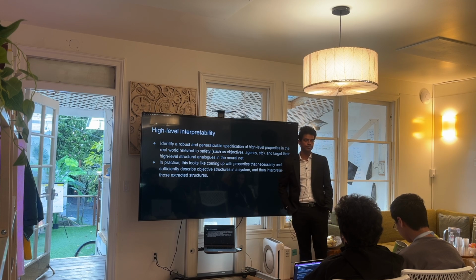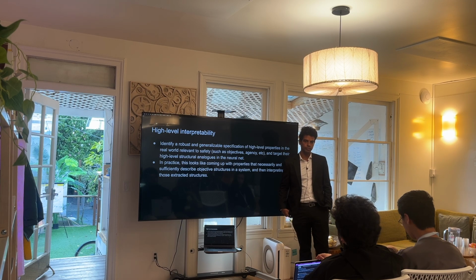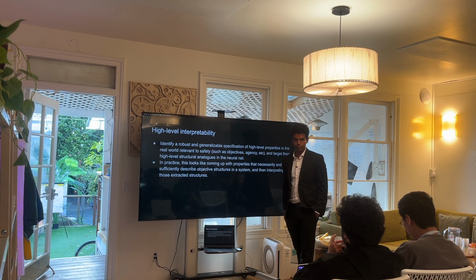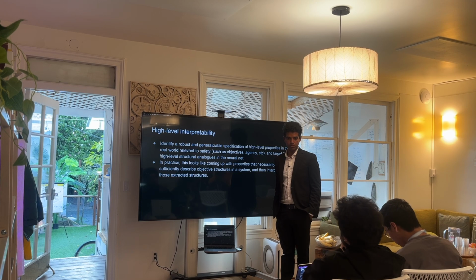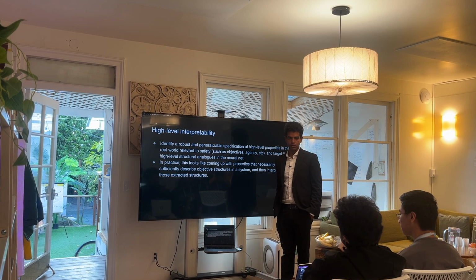Any questions? Yeah. As the model scales, have you seen any issues with interpretability tools working at smaller scales but not at larger scales, or the reverse, where they work at larger scales but not smaller ones?